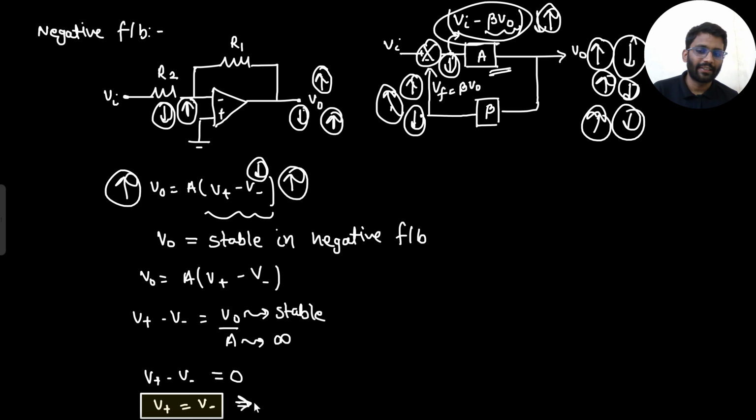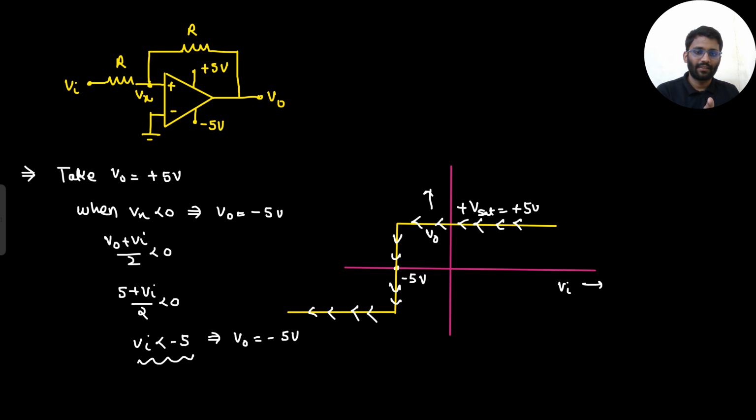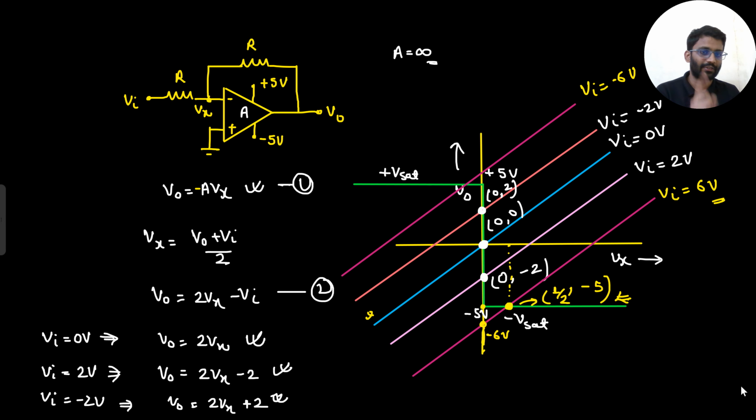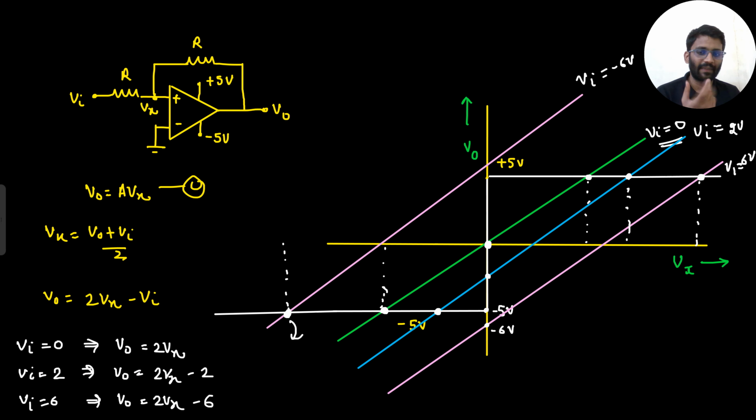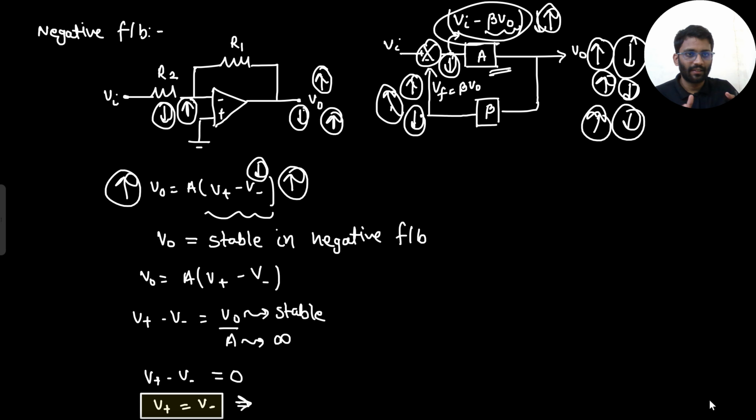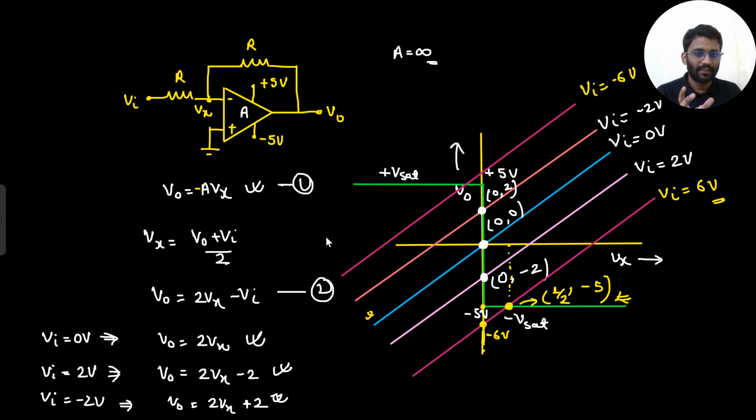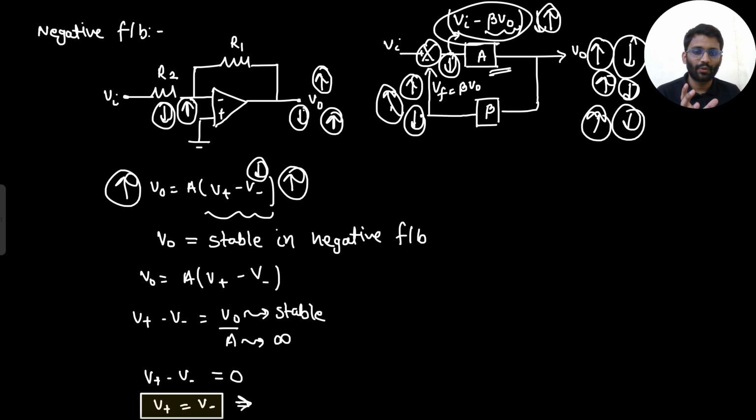So this is the second explanation why virtual short is valid, and this was the first explanation. This is more on the block level. In the previous one we did the circuit analysis, but this was more on the block level. Here we understood the block level.